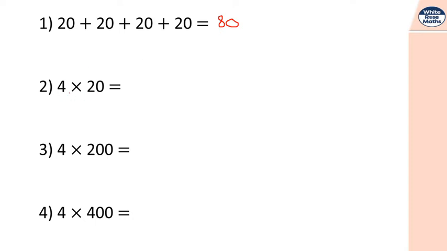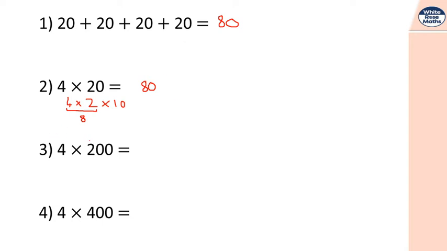Here, slightly different method. You've got 4 times 20. So what you could do is what we've done before to make it easier for yourself in your head. You do 4 times 2 and then times it by 10. So 4 times 2, we know that is 8, or 2 times 4 is 8, and then you times it by 10, and you get the answer 80. So different questions, same answer.